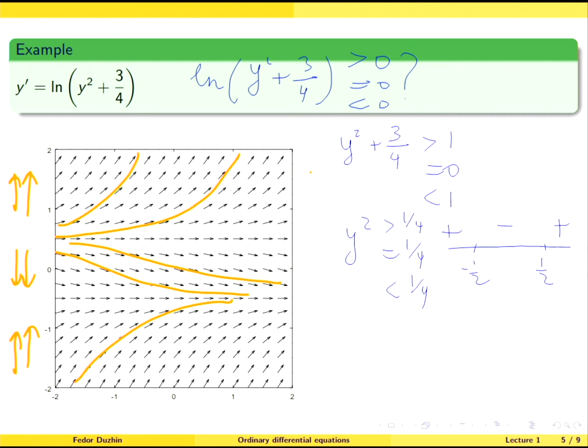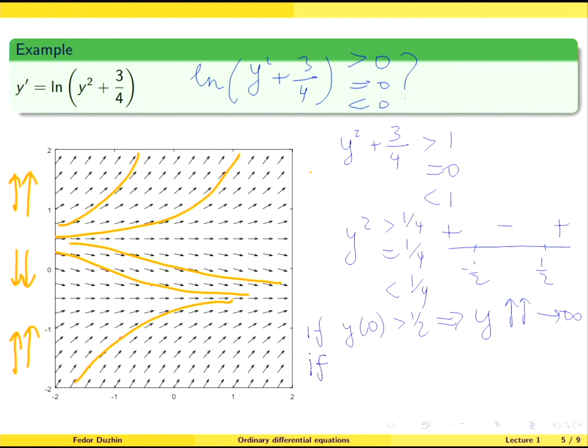So that's how we know that the right-hand side of our differential equation is positive or negative. But if the right-hand side of our differential equation is positive, it means that all functions are increasing. So if y of 0 is bigger than 1/2, then y is increasing, and we can see that at the same time it approaches infinity.